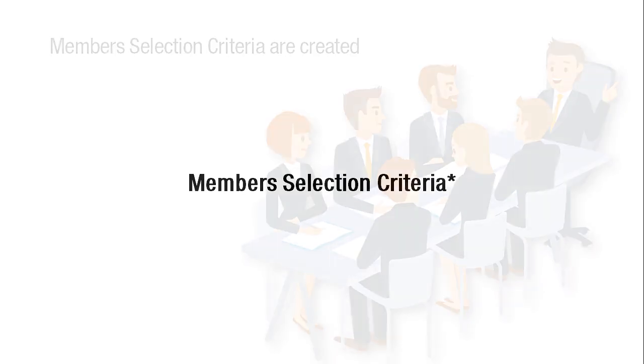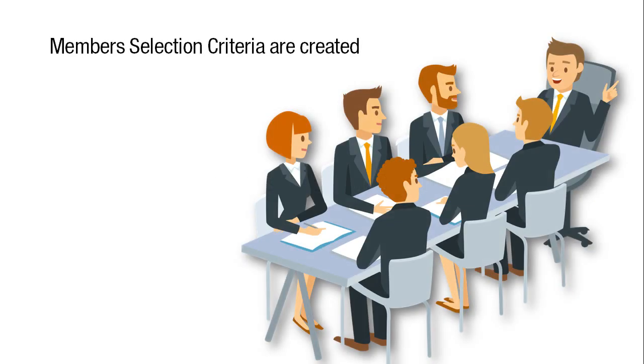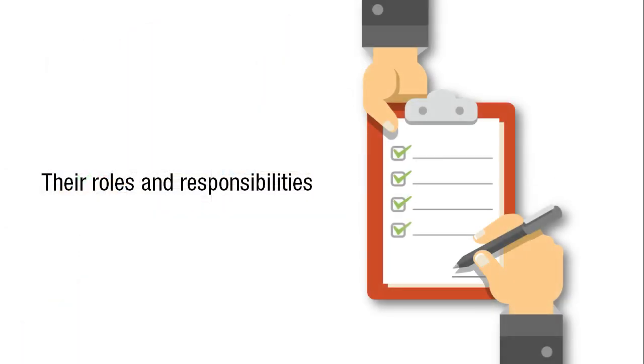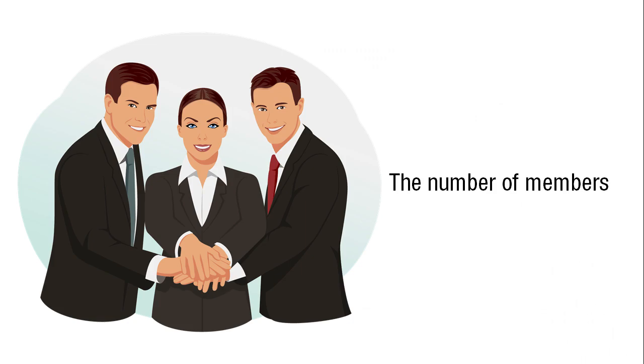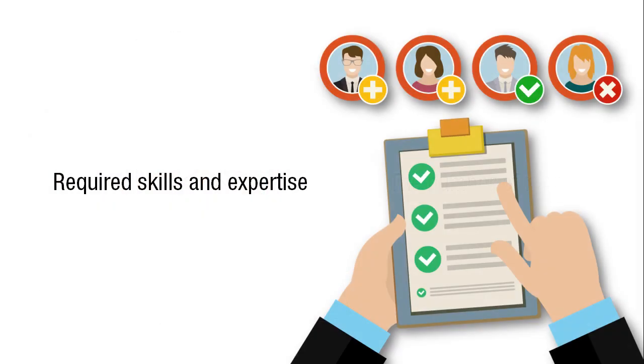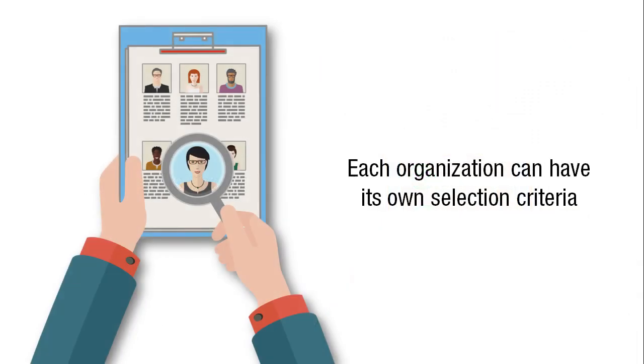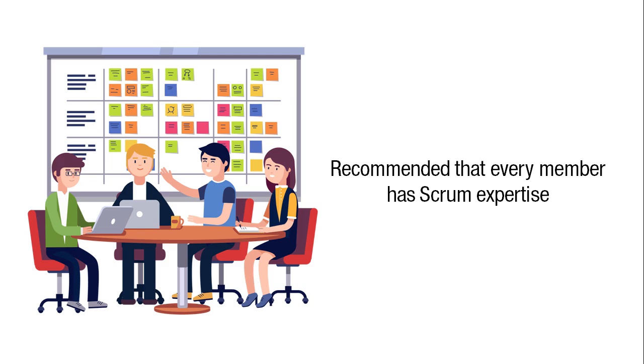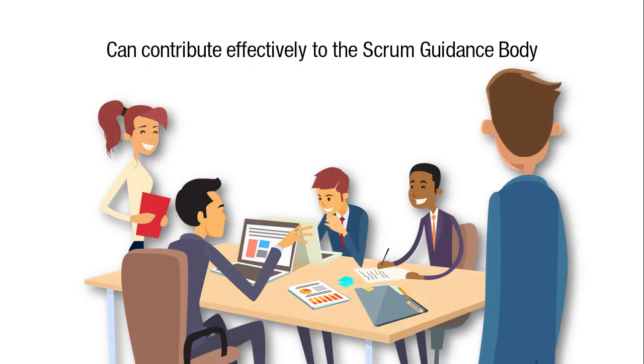The first tool is Member Selection Criteria. Member selection criteria are created to define the Scrum Guidance Body members, their roles and responsibilities, the number of members, and their required skills and expertise. Each organization can have its own selection criteria for Scrum Guidance Body members. However, it is recommended that every member has Scrum expertise and can contribute effectively to the Scrum Guidance Body.